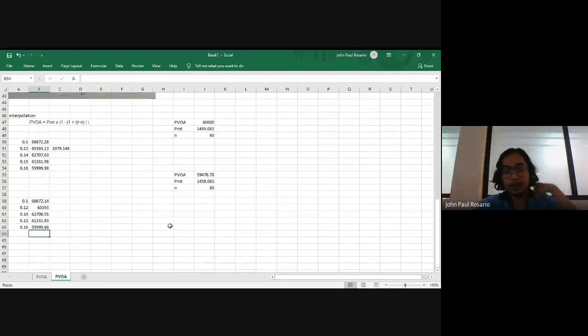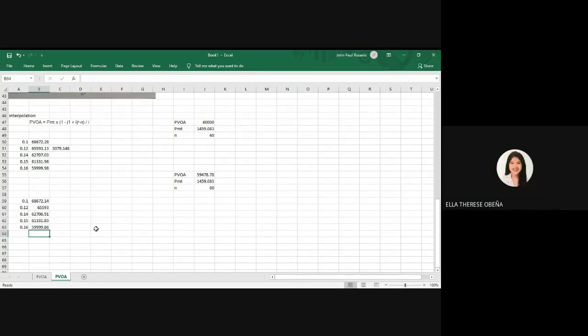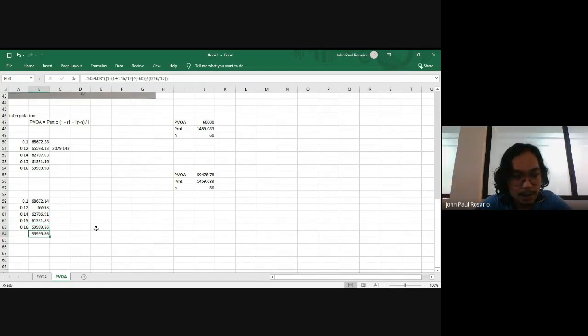As you can see, guys, our goal is lower than 0.16. Do you follow? Yes, sir. So with that, let's try 0.17. Again, in order to go lower, we have to make our interest rate higher. So at 0.17, 59,478 is in between this one and this one. Right?